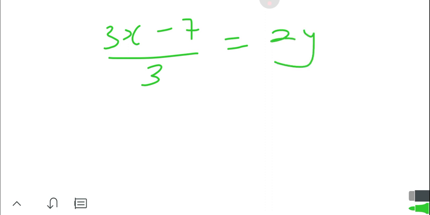There's also one very popular instance where you have the inclusion of fractions. So let's say you have something like 3x minus 7 all over 3 is equal to 2y plus 2. If you're asked to make x the subject of the equation, and there is an inclusion of a fraction, right?